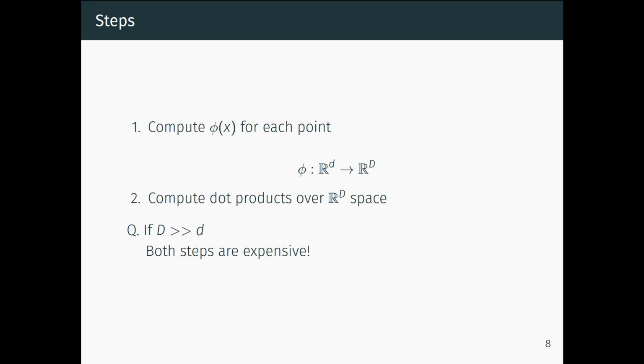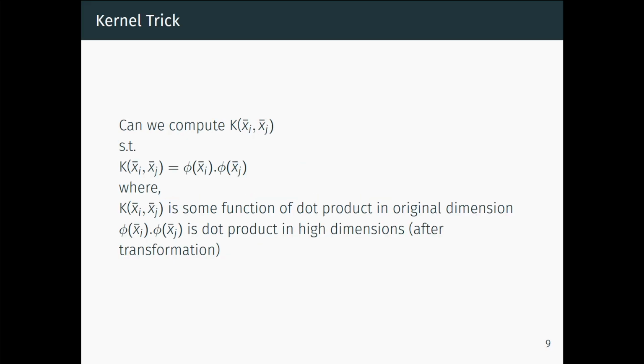Since both of these steps are expensive, we would like to do something which can help us bypass these two limitations and reduce the overall time complexity, while at the same time retaining the basic properties that we are after, so that there is some notion of projection to a high dimensional space and we can still do nonlinear classification that way. It turns out that this is one of the most popular and interesting tricks in machine learning, and this particular trick is called the kernel trick.